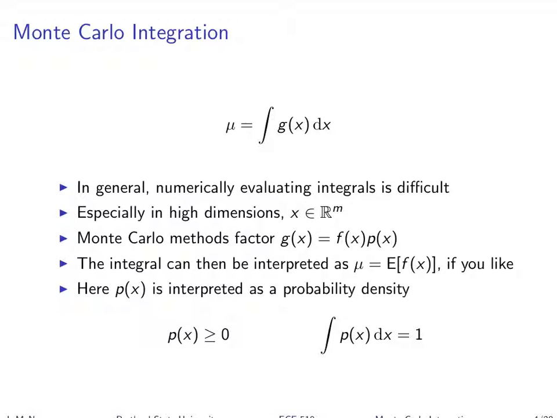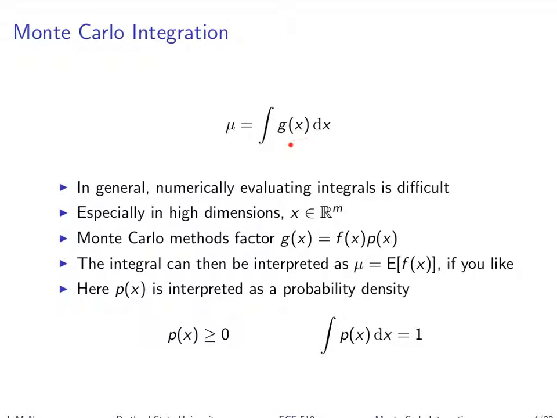So one way of thinking about this integral: let's consider there's an integral that we're trying to calculate. We want to figure out what the integral is of some function g of x, and I'm calling the result mu. You're like, well, wait a minute. Mu is usually used to denote the mean of something. Why are you doing that? That's weird. And the answer is that these Monte Carlo techniques are really clever.